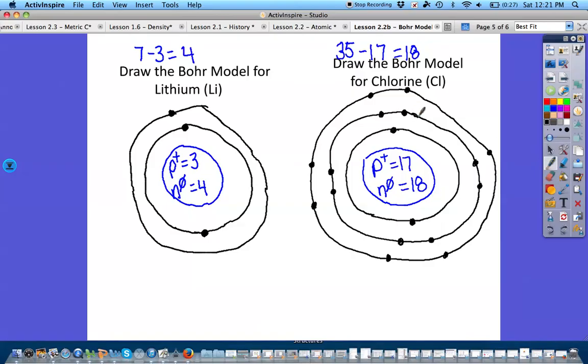So that's how you draw Bohr models. Please stop by and ask me if you have any questions. We'll be drawing Bohr models just to help us with the structure of the atom. Even though that's not our current model, it still helps us look at the overall structure of the atom.